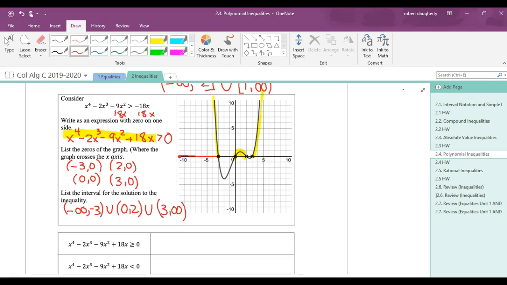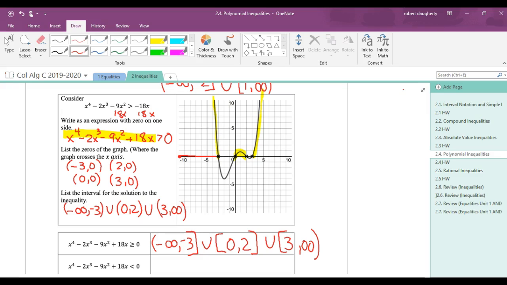Now, how would that change if I had asked for greater than or equal to 0? That would be from negative infinity to negative 3, and I would have a bracket on the negative 3. And then from 0 to 2 with brackets. And then from 3 to infinity with brackets around the 3. So again, the infinity always has a parentheses. And the difference between parentheses and bracket is the difference between greater than or greater than or equal to.